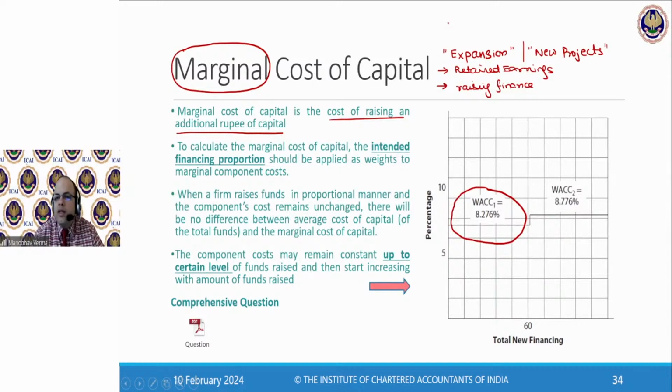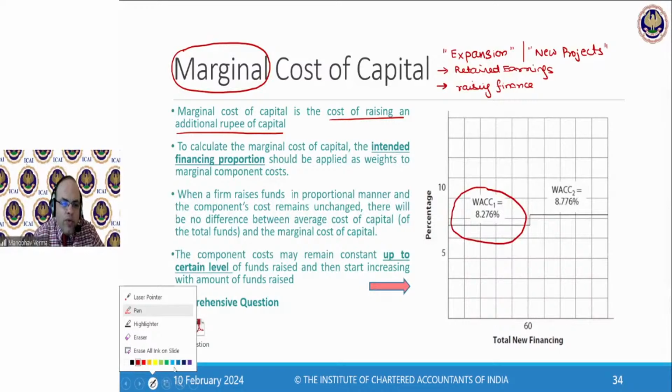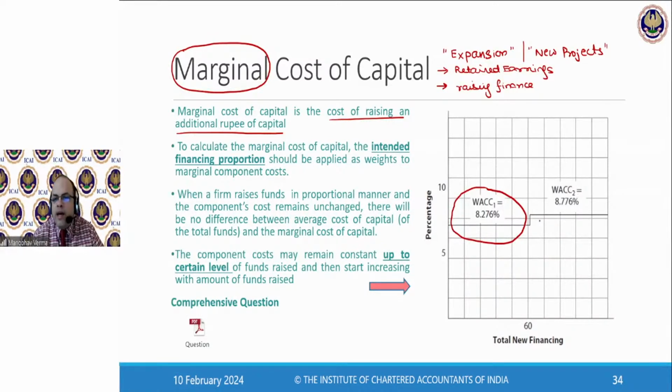Yes or no? However, as soon as I go for an additional source of capital, the point where I am incurring or issuing new equity, suddenly, marginally, the WACC gets increased. Why? Because you have learned today itself that the cost of new equity could be higher because of the flotation cost. So this is something very interesting for us.